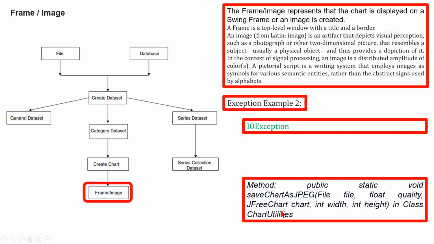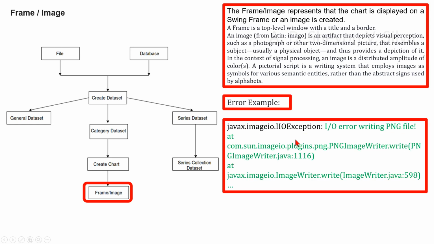As another exception example, we can consider IOException. It may occur in the method public static void saveAsJPEGFile(float quality, JFreeChart chart, int width, int height) in class ChartUtilities. As an error example, we can consider the IO error writing PNG file, and so on.